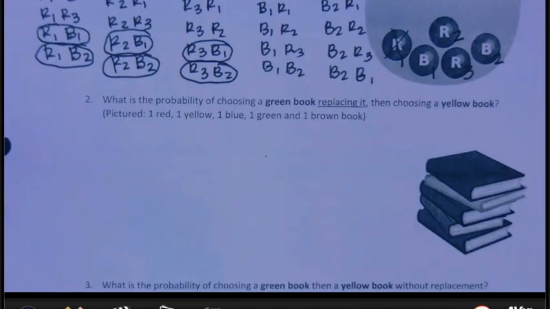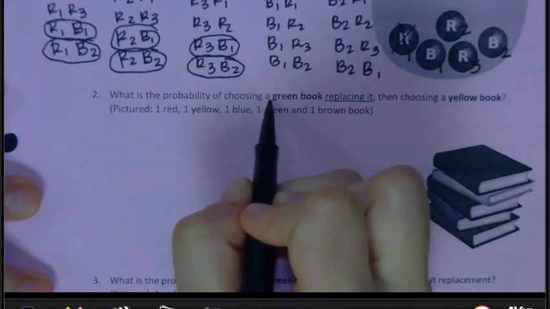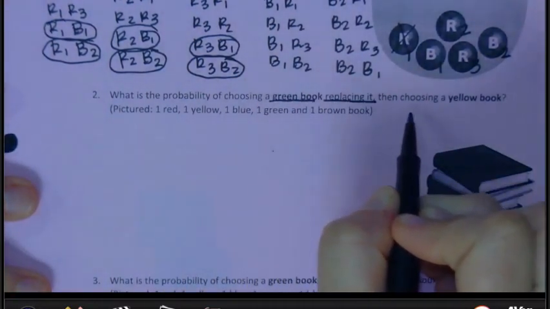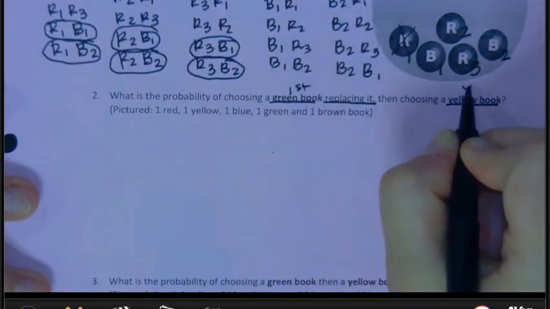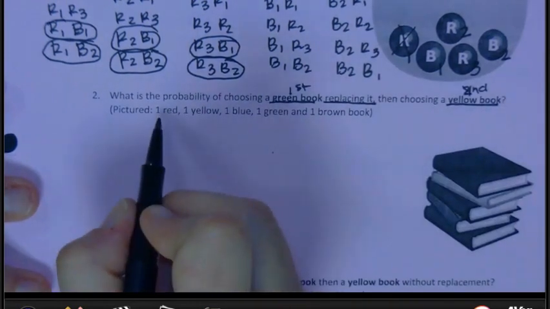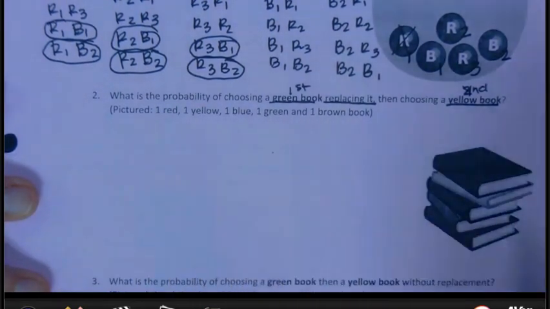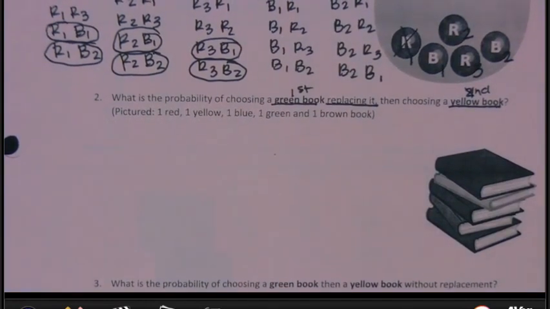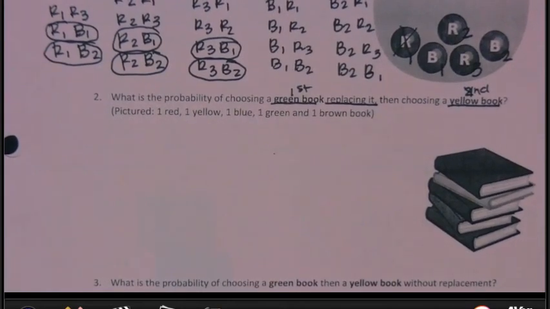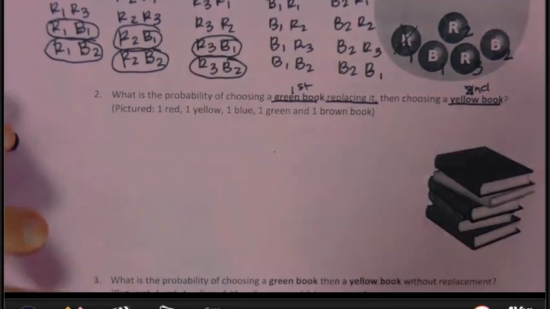All right, let's try it again. Number 2, you draw a green. What is the probability of choosing a green book, not replacing it, and then drawing a yellow? So green is first, then yellow is second. Okay, so picture we have 1 red, 1 yellow, 1 blue, 1 green, 1 brown. Okay, so let's go ahead and make an organized list of all the possibilities that we can get of drawing a book, not replacing it, and then drawing the next.